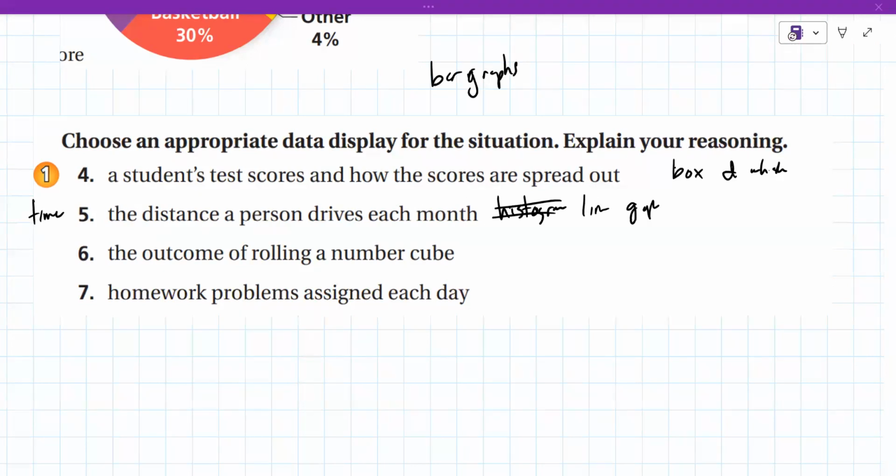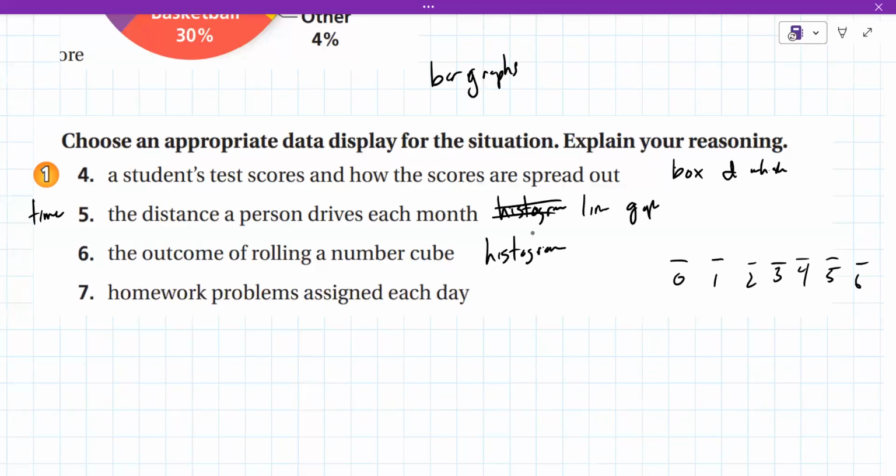Okay. Now the next one, 6, the outcome of rolling a number cube. That's where you're doing it a lot and you want to see what the results are. There's a lot of counts. Oh, it'd be that one where you do ticks. It ends up being a histogram because you care about how many ones, twos, and so on.